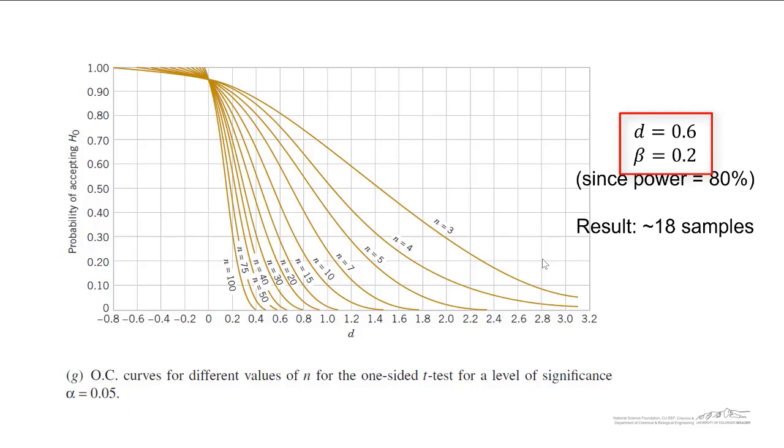Since power is 80%, that means beta is 0.2. And we can go in here and look at that, and we see that we need about 18 samples in order for us 80% of the time to successfully detect that the mean has shifted 10 grams or more. So hopefully you learned how to calculate sample size when the variance is unknown in this screencast.